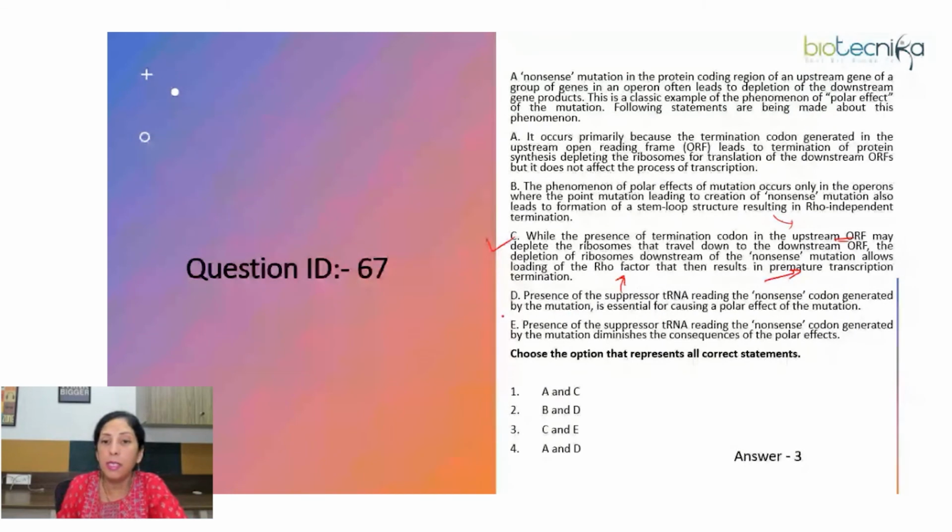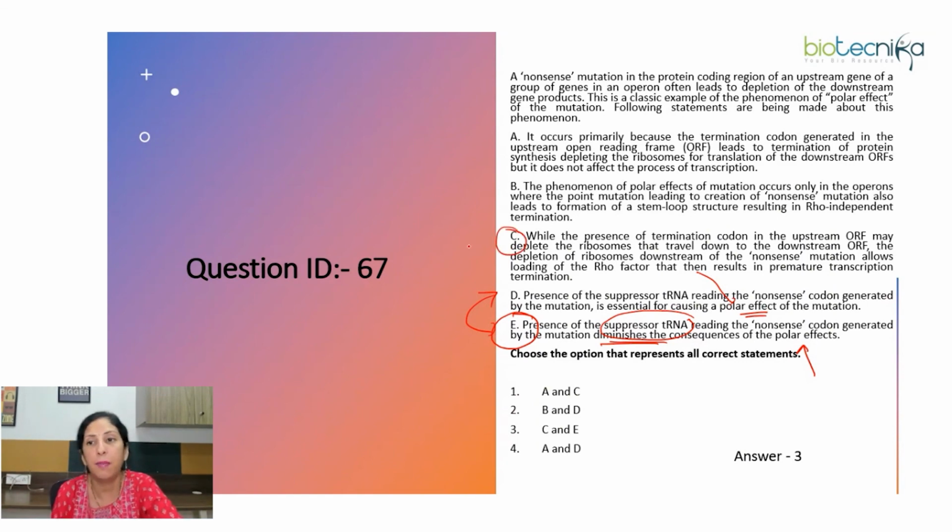Then we have statement E here: presence of the suppressor tRNA reading the nonsense codon generated by the mutation diminishes the consequences of the polar effect. This is again true. So you must read and learn about the effect of the suppressor tRNA, because if you compare these two statements, D and E, in statement D they have mentioned that this is essential for causing a polar effect of mutation, whereas in statement E they have mentioned that this is diminishing the consequences of the polar effect. So these two are contradictory, and only one of them could be correct. So that is option E. So options C and E are correct.